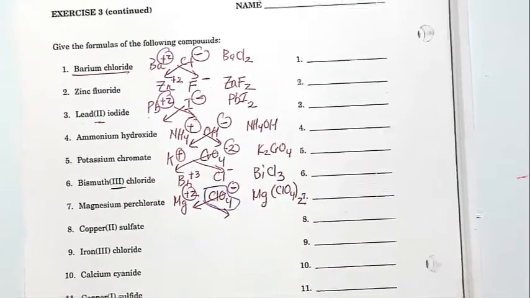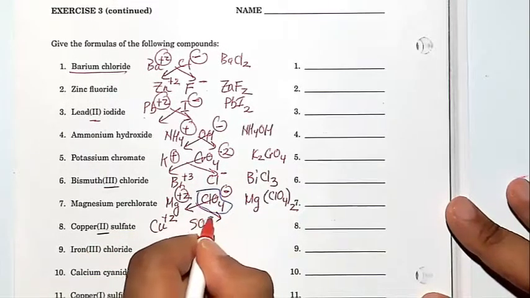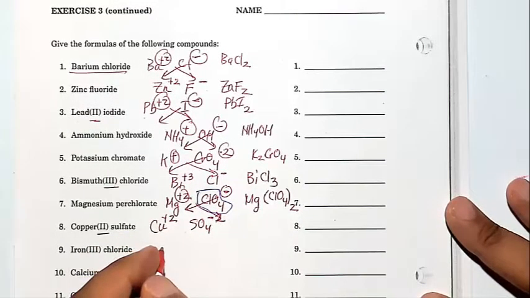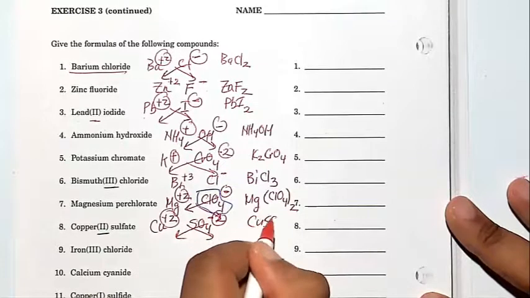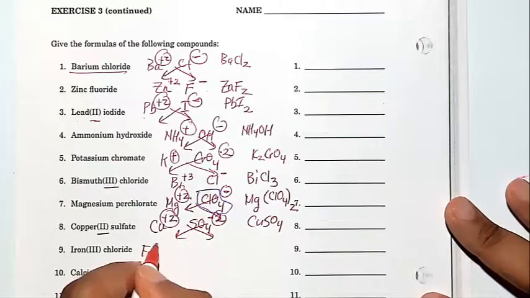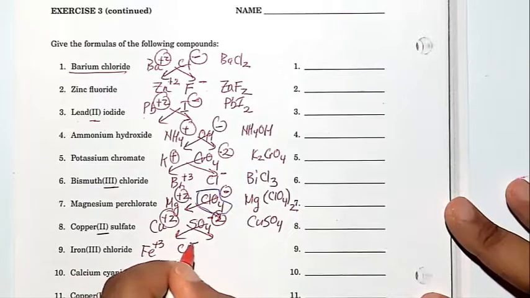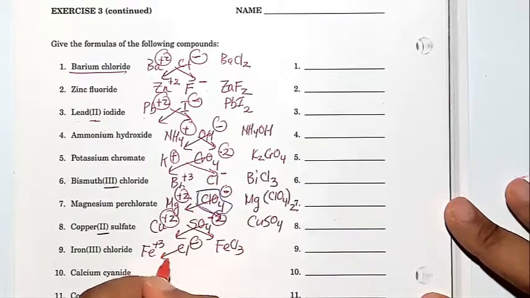Copper(II) sulfate, +2. Roman numerals, Stock system, transition metal. Sulfate is SO4 -2. Look at your flashcards, do the switcheroo, and this is going to be CuSO4. Iron(III) chloride, iron is +3, Cl is minus, so this is going to be FeCl3 when you do the switcheroo.